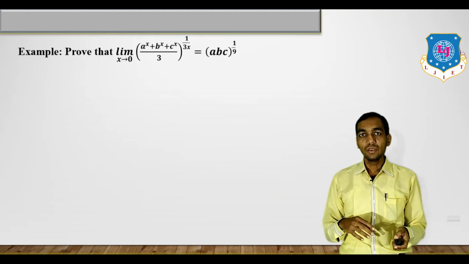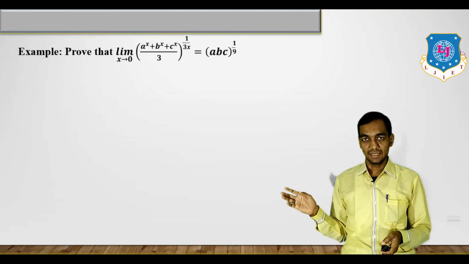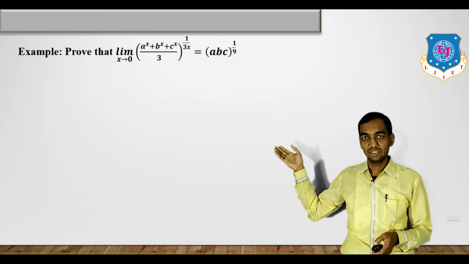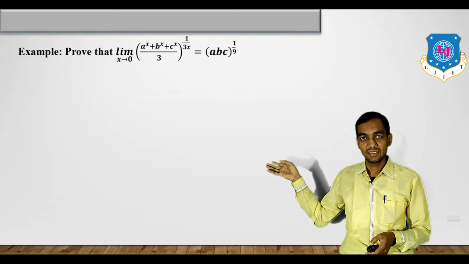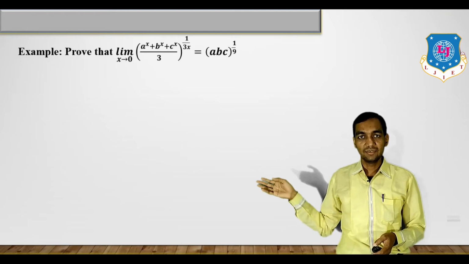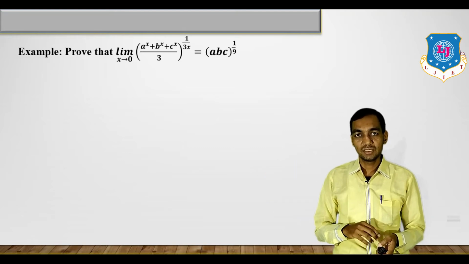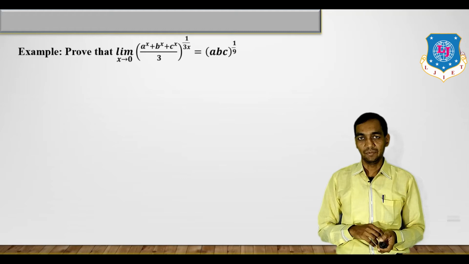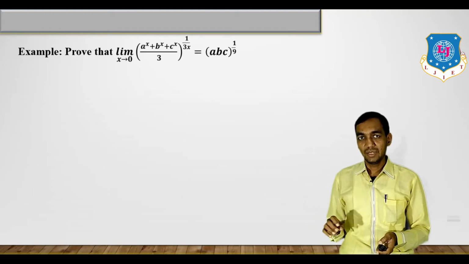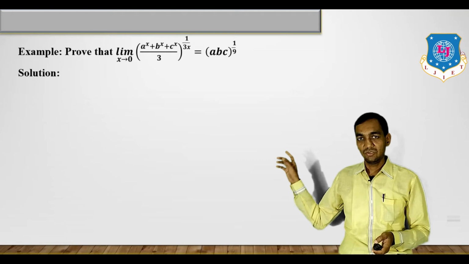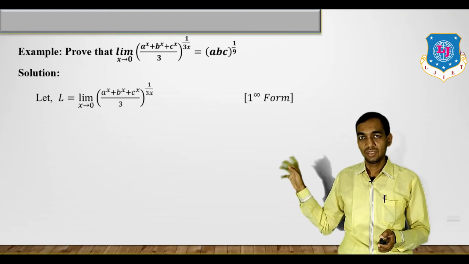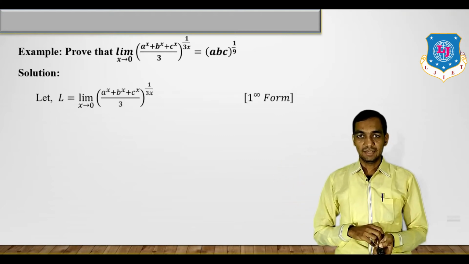Now we are going to check out the example. Prove that limit x tends to 0, ((a^x + b^x + c^x)/3) raised to 1/(3x) has a value (abc)^(1/9). Now let capital L be equal to limit x tends to 0, ((a^x + b^x + c^x)/3) raised to 1/(3x).